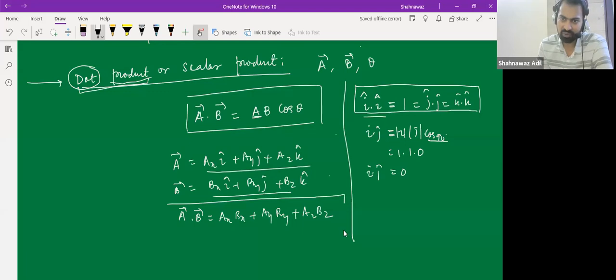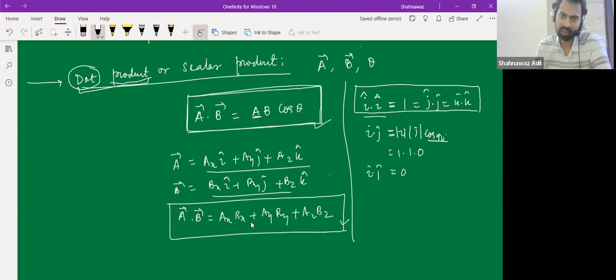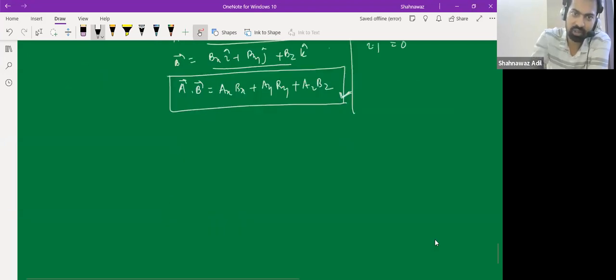So whenever we have the Cartesian form, this would be the dot product. And whenever we have two vectors and the angle between them is given, then this would be the dot product. So we'll use this, and for the Cartesian form, we will use that. This is the general formula, and this is the derived formula. And what is the use of this dot product?